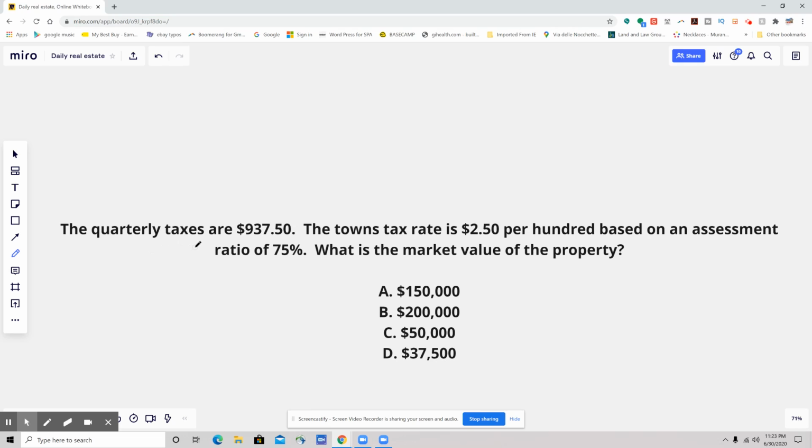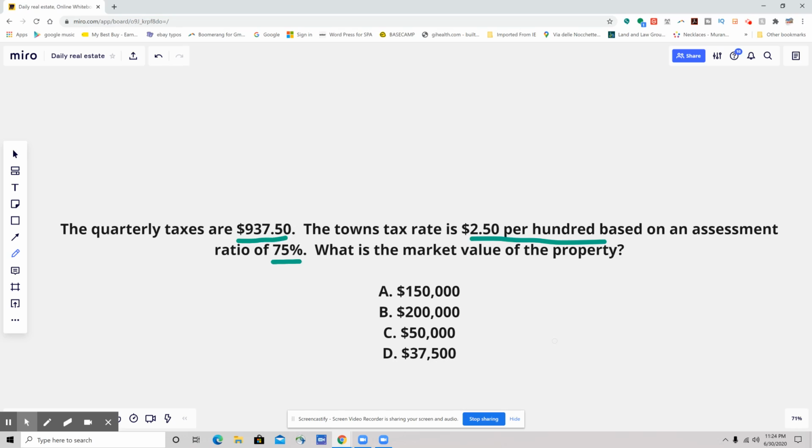So the quarterly taxes are $937.50. The town's tax rate is $2.50 per hundred, so 250 per hundred, based on an assessment ratio of 75%. What is the market value of the property?